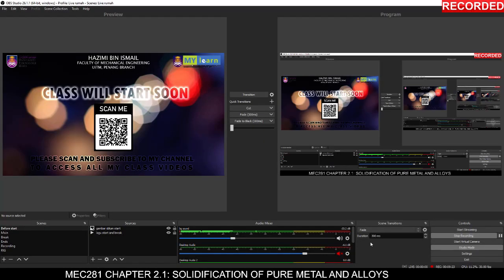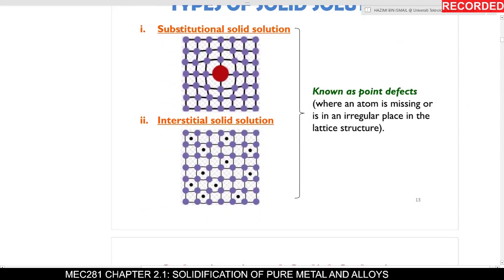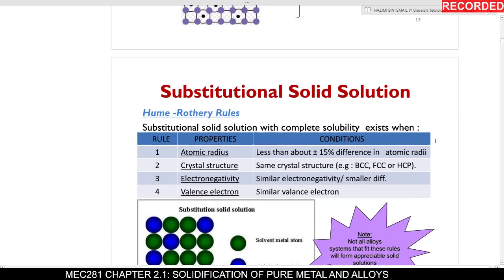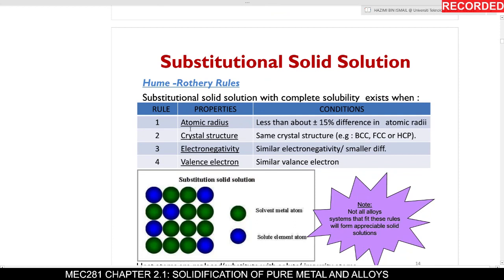We call it a substitutional solid solution, because it just substitutes the space. We have two types of solid solutions. One is the substitutional solid solution here, and the other one is the interstitial solid solution. Substitutional solid solutions are based on the Hume-Rothery rules.